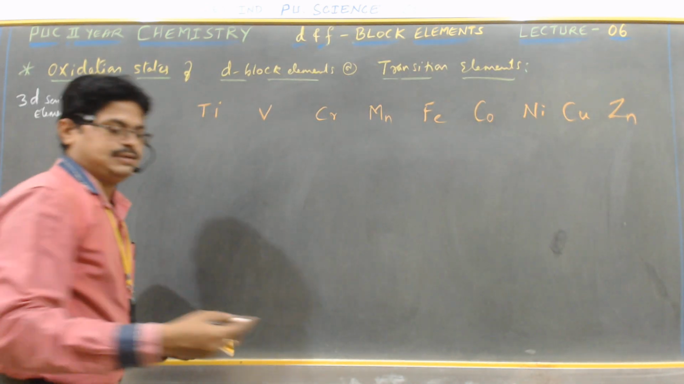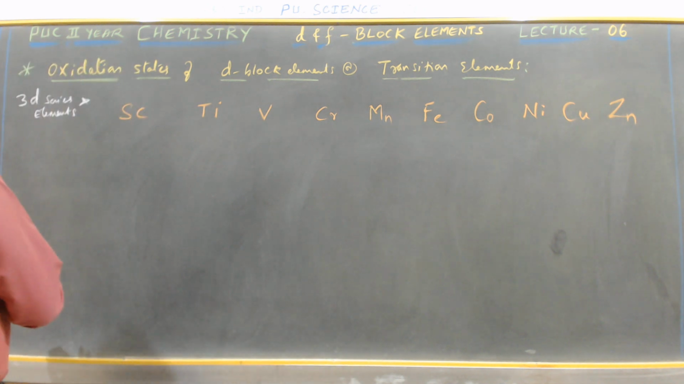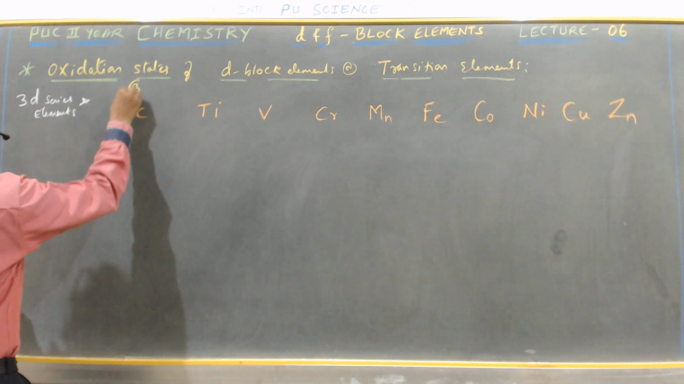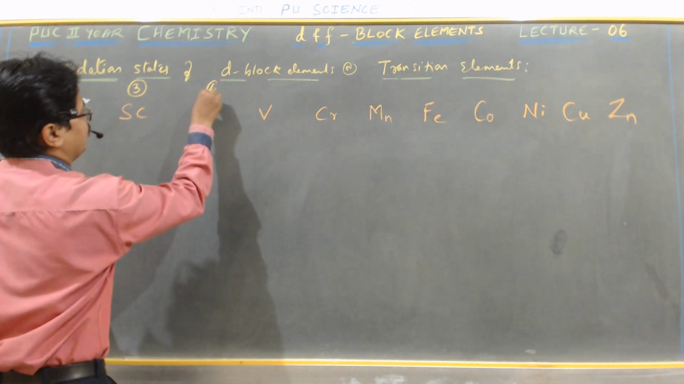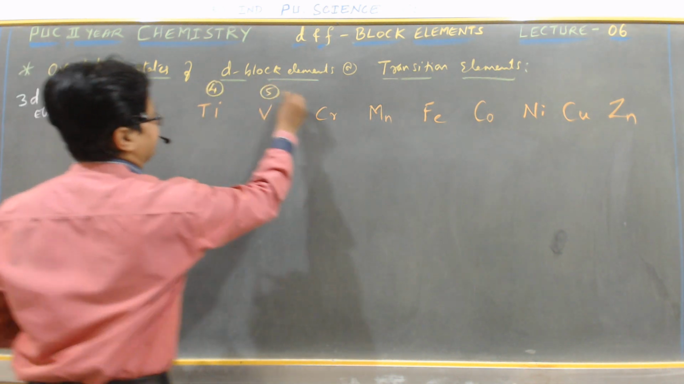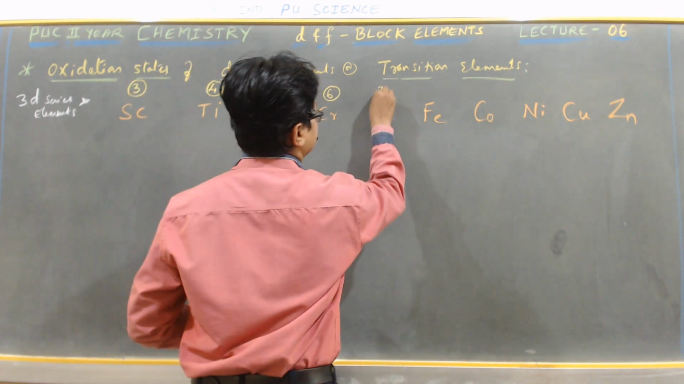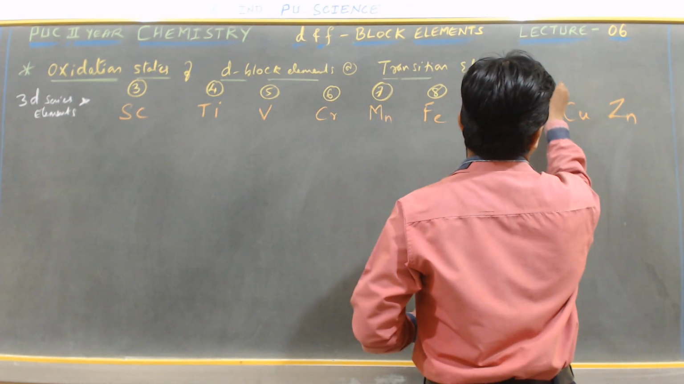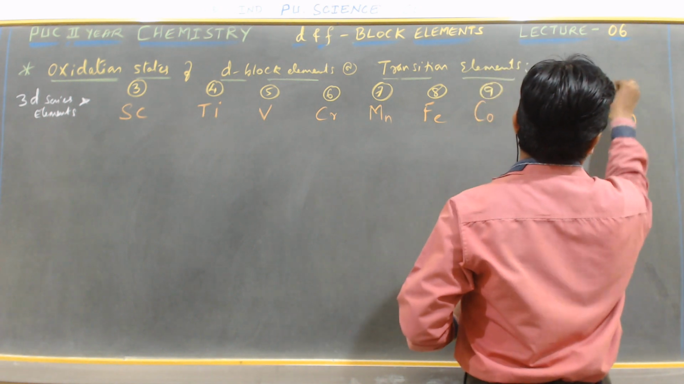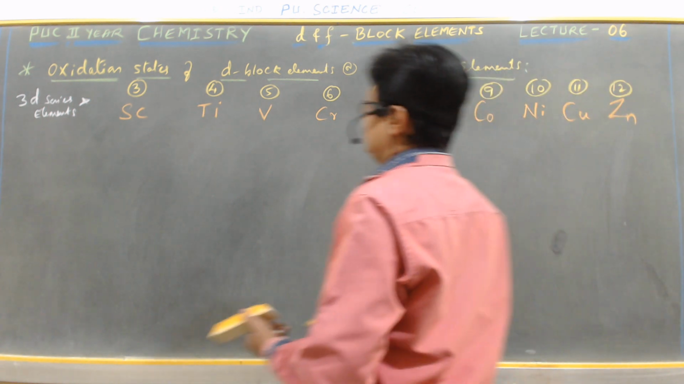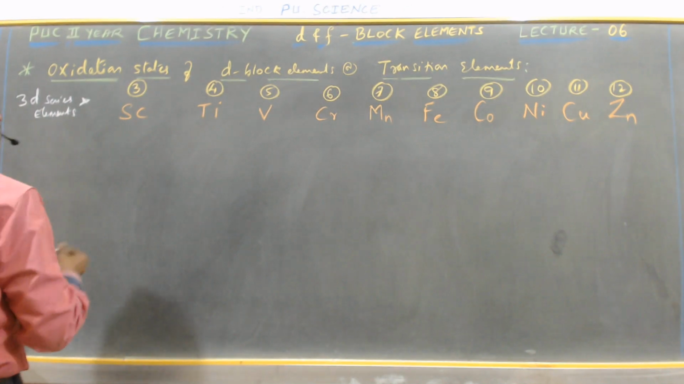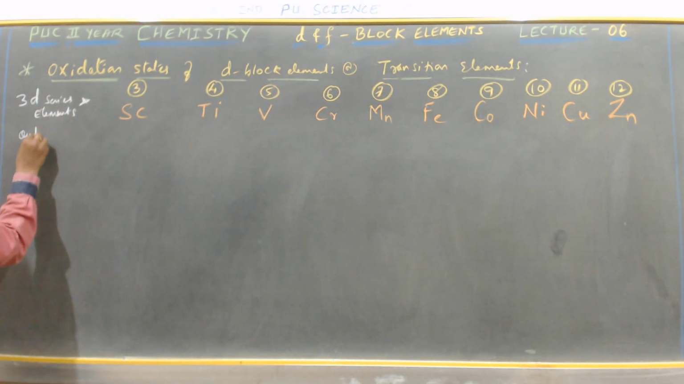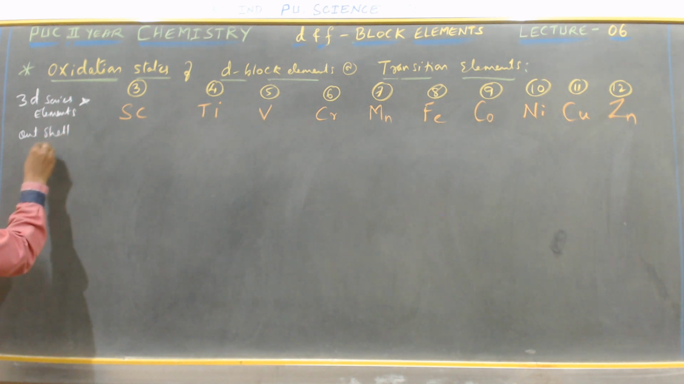Okay dear students, look now. Scandium belongs to which group? Sir, third group. Titanium fourth group. Vanadium fifth group. Sixth, seventh group. Eighth group. Ninth group. 10th group. 11th and 12th group. So please remember the outer shell configuration of these elements. Only the outer shell configuration I am writing.